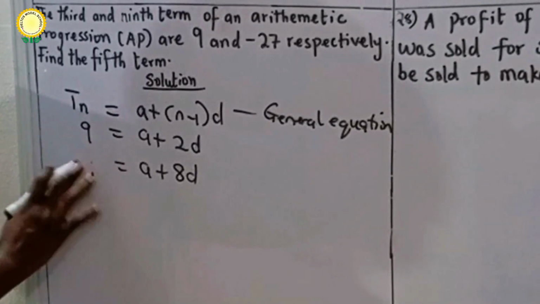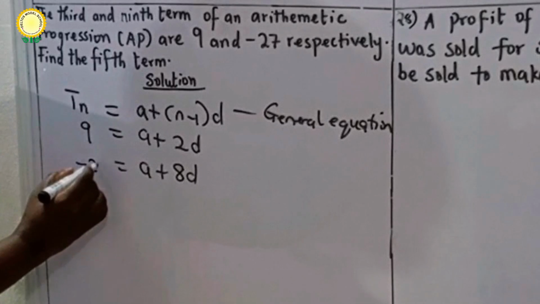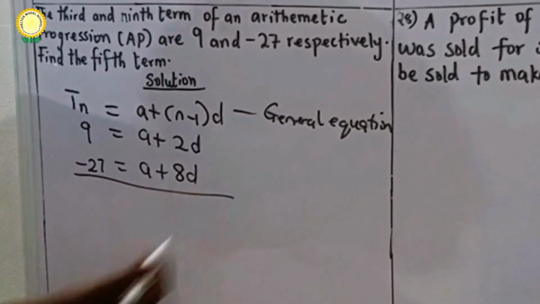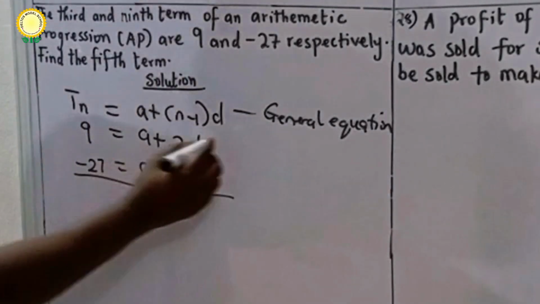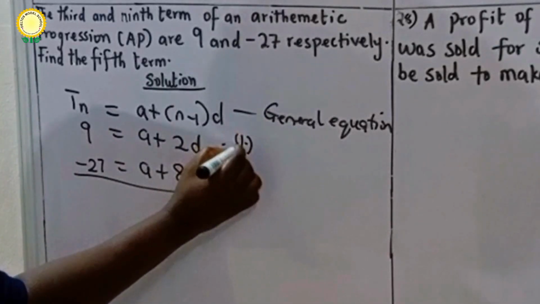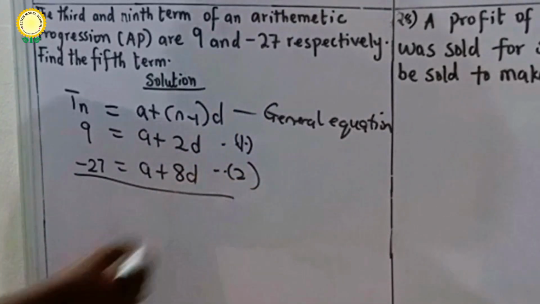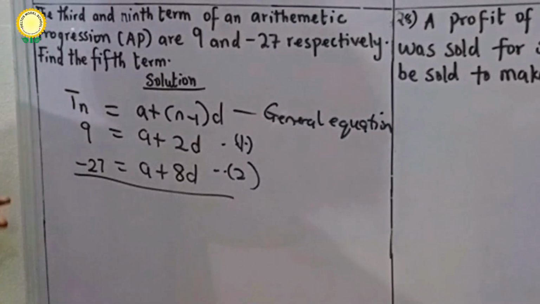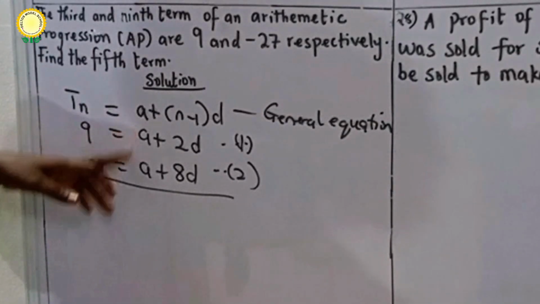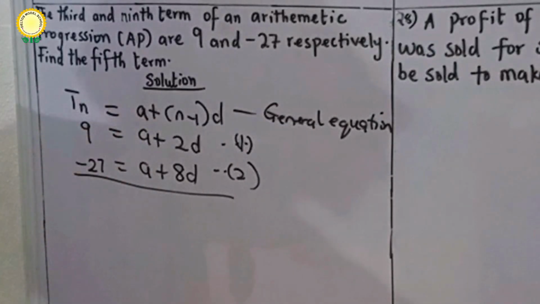And T9 is negative 27. Alright? So this is equation 1, while this is equation 2. The next thing is to eliminate. So we want to use the elimination method to remove A so that we can solve for D. How can we eliminate A? By saying equation 1 minus 2 or 2 minus 1. Which one do you want? Any one you like. So we can say equation 1 minus 2.